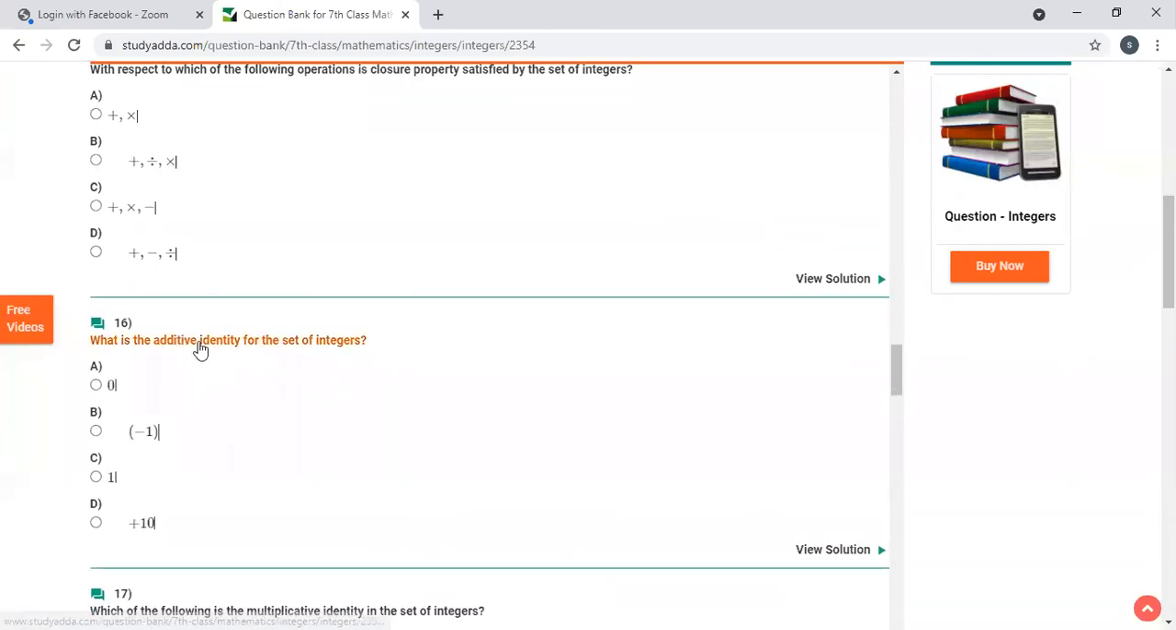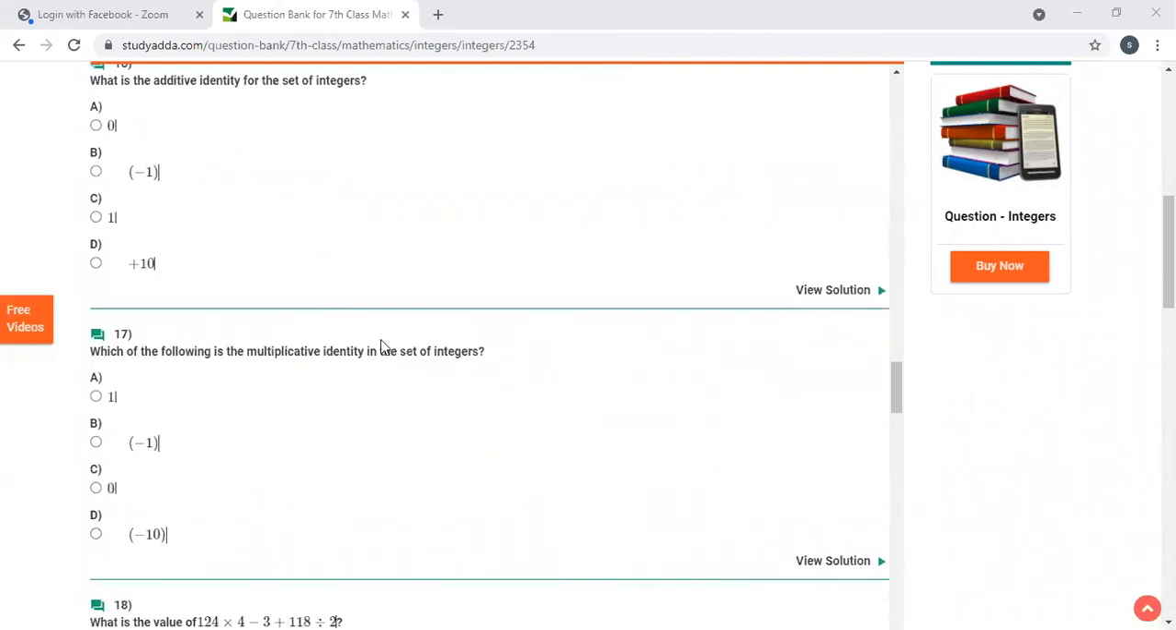What is the additive identity for the integers? Additive identity, yes. Zero. Yes. Additive identity is 0. Multiplicative identity is, yes, Herman? -1. Yes, it's -1.